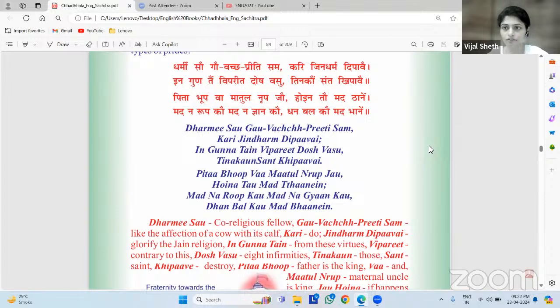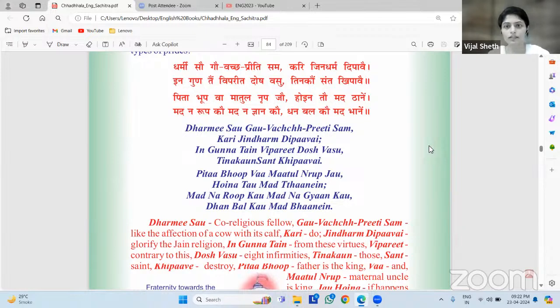Sthitikaran: somebody is straying from the path and you say, okay, let's go, you want to go for a movie? I will also come with you. You want to miss the class and go for a movie? Okay, let's both go together. That kind is asthitikaran. You are straying them further away from the path. Or somebody is studying here and you are watching TV on the other side, causing disturbance. So all of these dosh need to be avoided. Then Vatsalya: you are having jealousy for your co-religionist instead of selfless love. Aprabhavana: instead of glorifying the religion, you are spoiling its name. So these are the dosh which we should avoid in our lives.